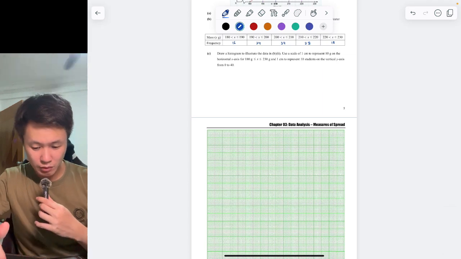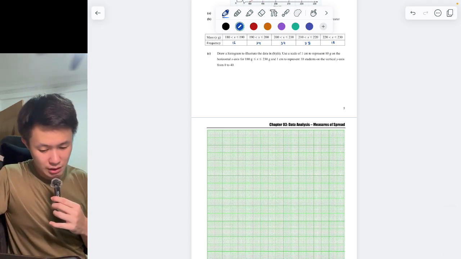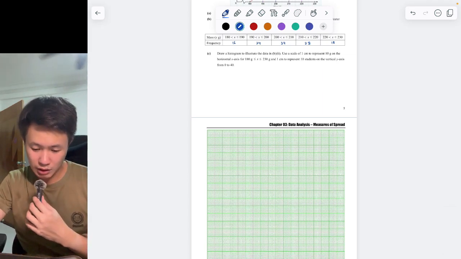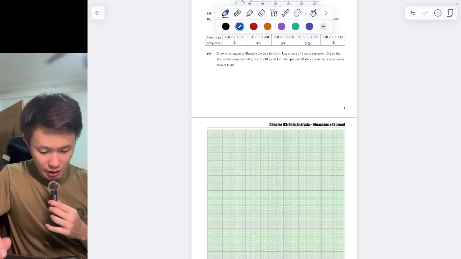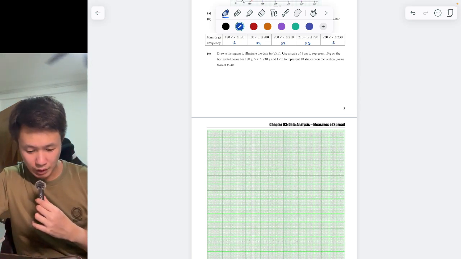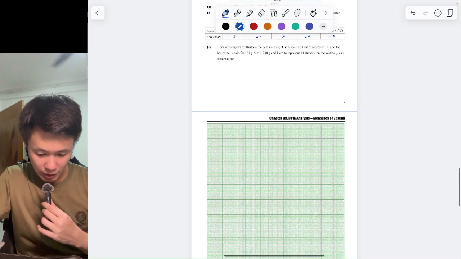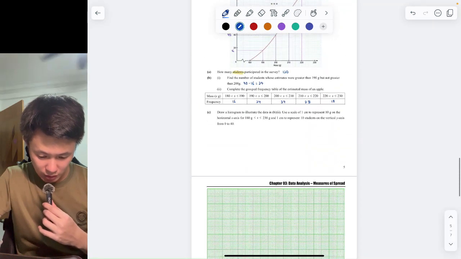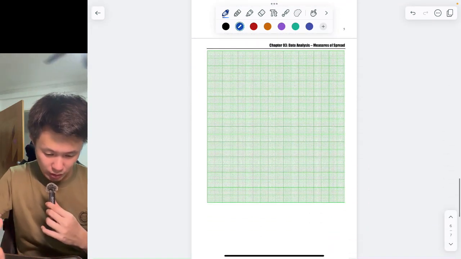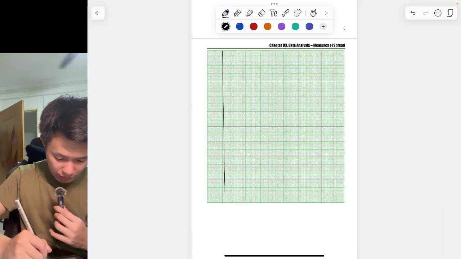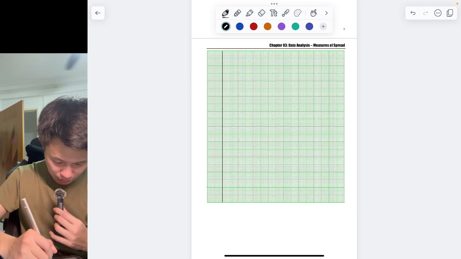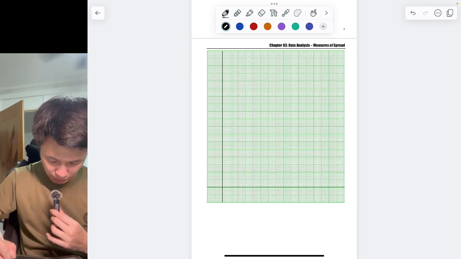Use a scale of 1 cm to represent 10 grams on the horizontal axis for 180 to 230, and 1 cm to represent 10 students on the vertical y-axis from 0 to 40. Okay, so let's draw the graphs very quickly. Draw one over here. Draw one over here.